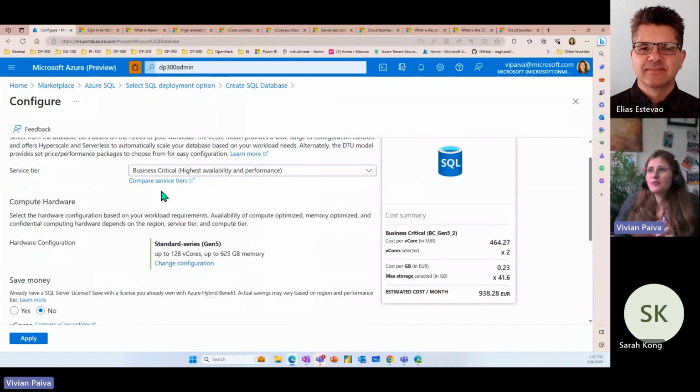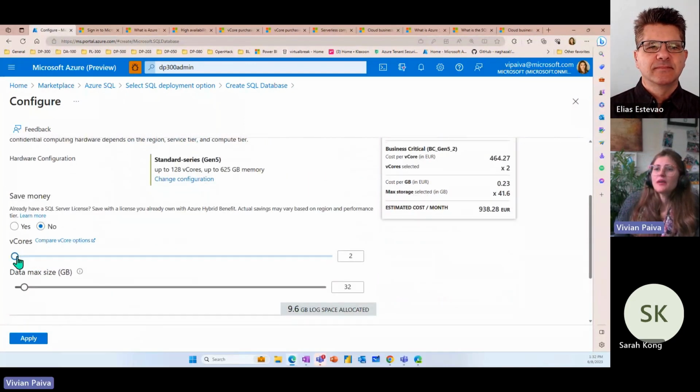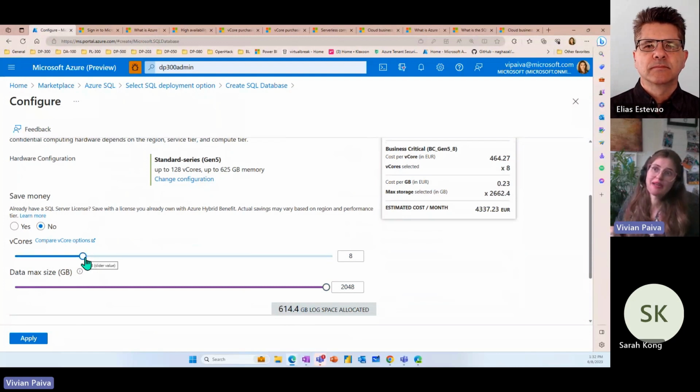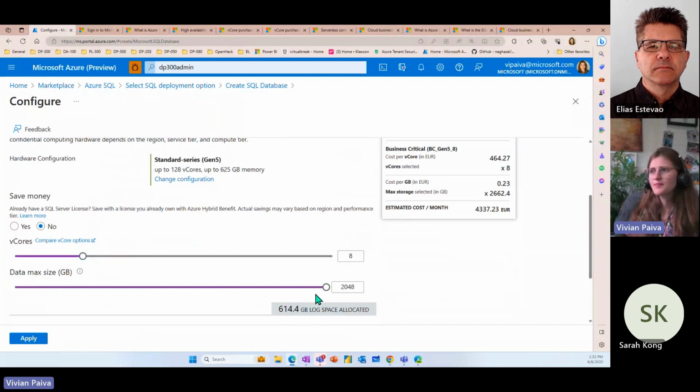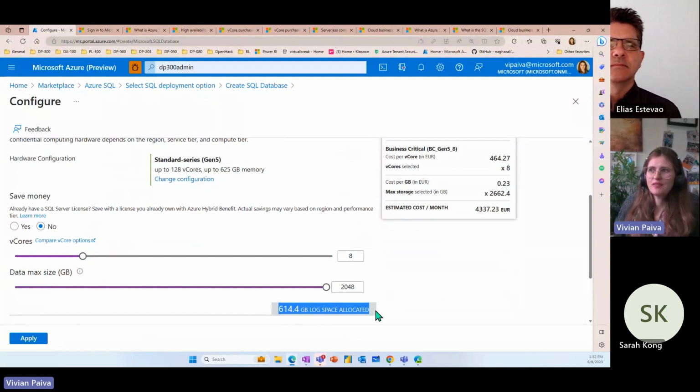Another thing that we see here, if we are using business critical, is that we can choose the amount of cores that we want to provision, and choosing the amount of cores is going to change the max size of my database. So if I choose 8 vCores, I can have a database that's up to 2 terabytes, and the log space allocated would be this one.